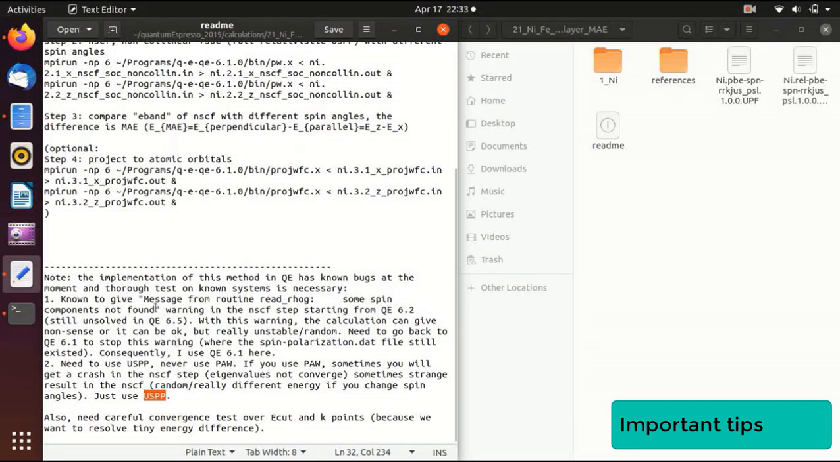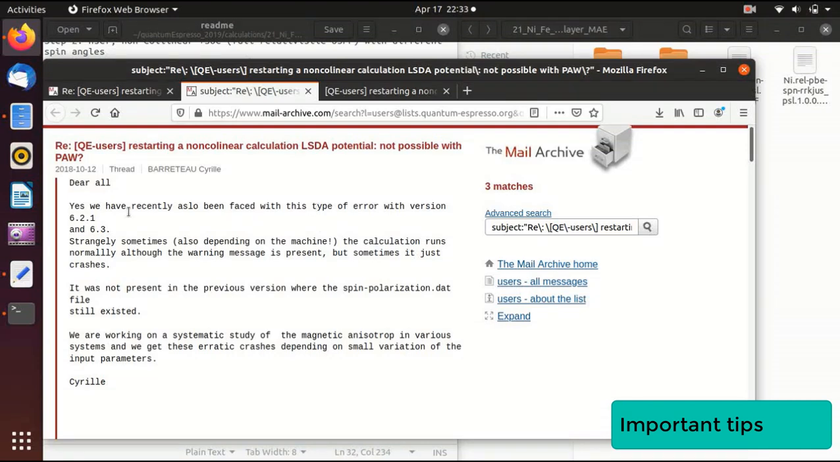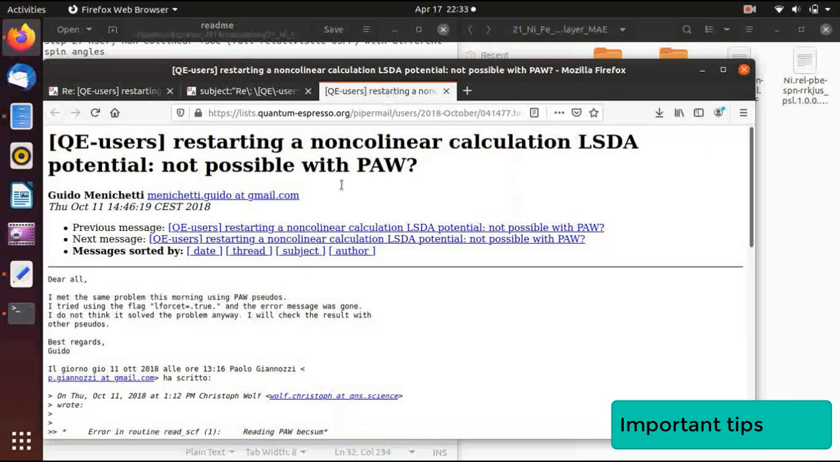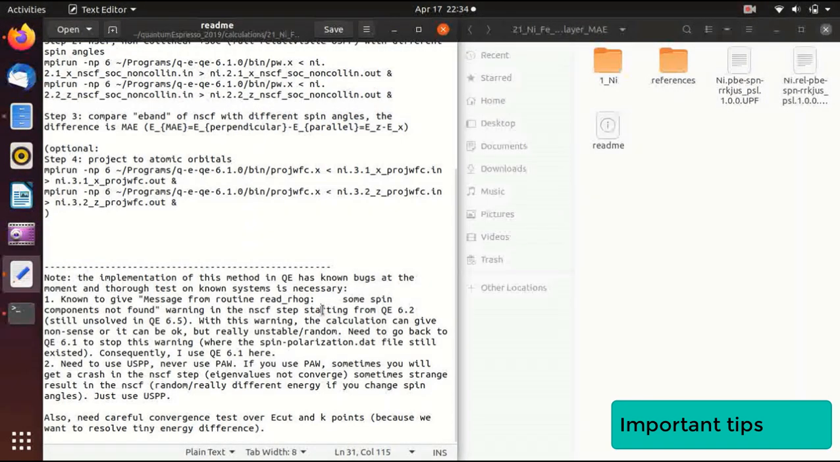And actually I found these messages on the internet here. You see that in the mailing list, actually you cannot do this with PAW. And the second thing is that there is some error in versions 6.2 and 6.3, and I confirmed that 6.5 is also problematic. And then also here as well, you shouldn't use PAW. Okay, as the reminder beforehand.